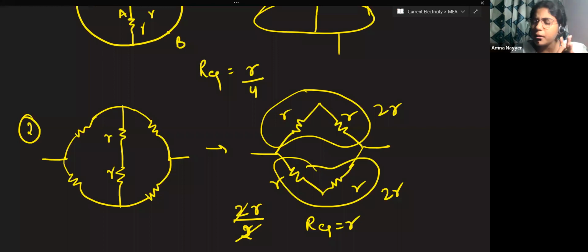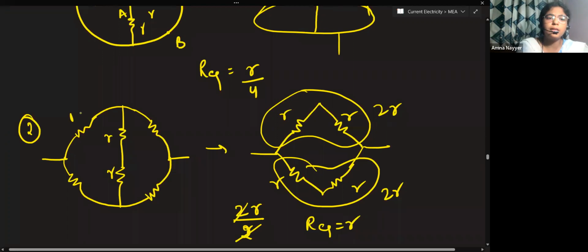But in capacitors, remember I told you, whenever you have a balanced condition, meaning P by Q is equal to R by S, meaning R1 by R2 is equal to R3 by R4, no current flows through it. So just erase it. These become in series, and both of the resultants become in parallel.